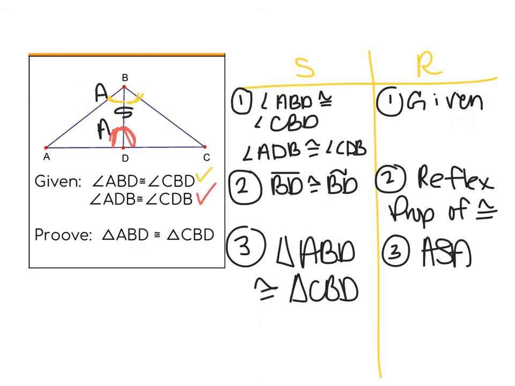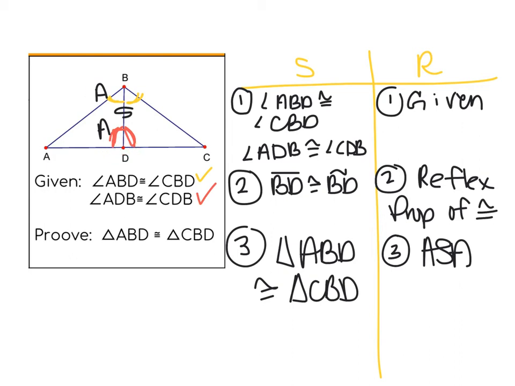Okay, finally here's the last proof. We need to prove that triangle ABD is congruent to triangle CBD. So I wrote down my givens that angle ABD and angle CBD are congruent, that these two little angles up here, and then ADB and CDB are also congruent, that's these two angles down here.